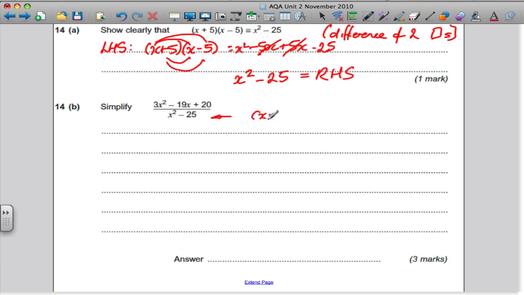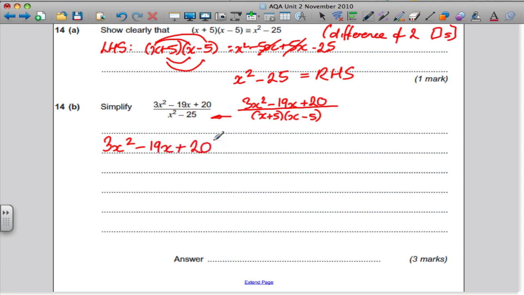So the very first thing I could write straight away is the denominator of that fraction factorized. Now all I'm left to do is actually factorize the top. Now, what does the top factorize to? Let's just try and factorize 3x squared minus 19x plus 20.